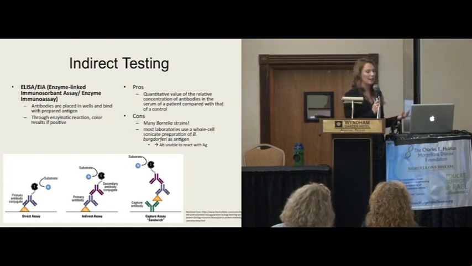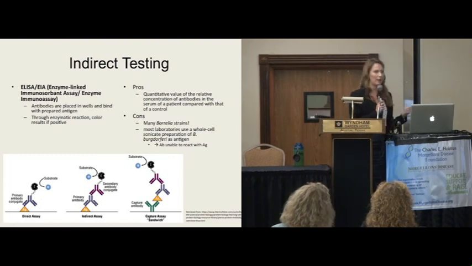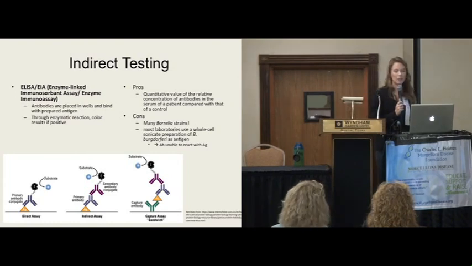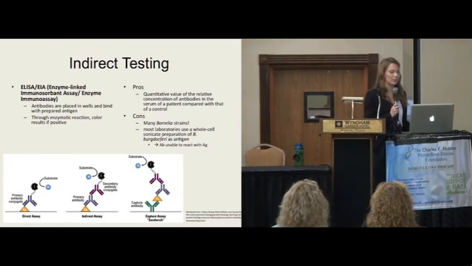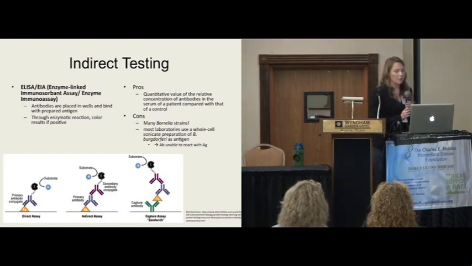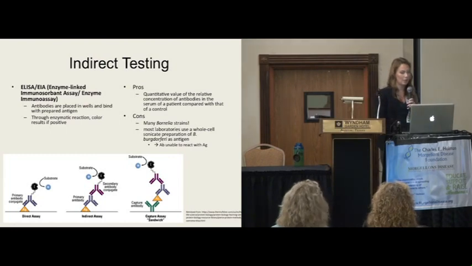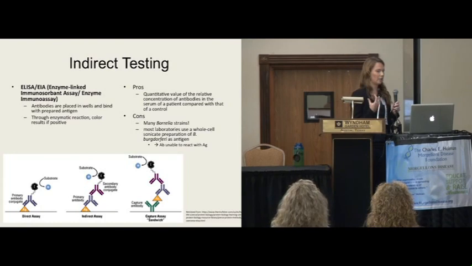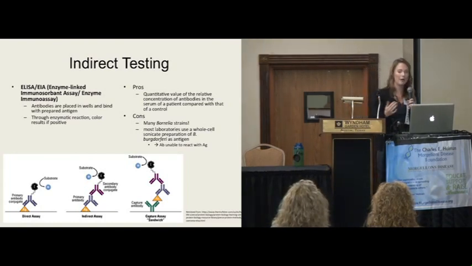So again, it really depends on, do you have the round body form? Do you have the Borrelia form? What species of Borrelia do you have? What strain of Borrelia do you have? So again, this testing, though it's very specific, has very low sensitivity. Again, it's a quantitative value. Most laboratories also use something called a whole cell sonicate preparation for Borrelia burgdorferi. So there's a lot of other cellular components in there, so it may actually inhibit the binding process, and that would produce a negative test result.